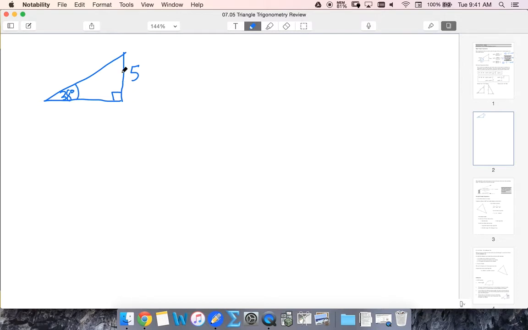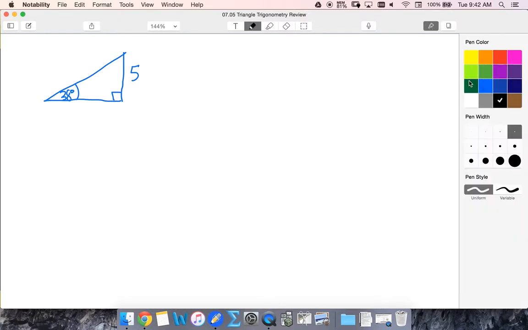So if I only know these two bits, I can figure out the rest using my triangle relationships. Obviously, this angle up here is going to be 90 minus 38. I don't really need to know that, but I could. So 90 minus 38 would be 52 degrees. So let's add in our new information in black.